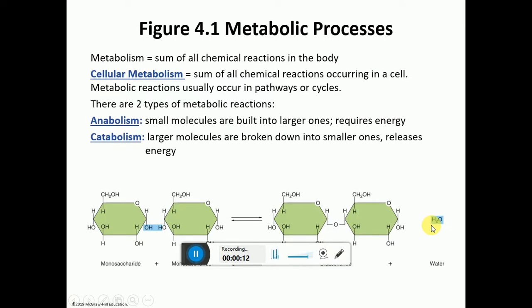So first off, we'll be talking about metabolic processes. Metabolism is, if you think of all of the chemical reactions that happen in the body, if you add them all up, that is what metabolism is. So your cellular metabolism are the chemical reactions that happen inside of each individual cell. Collectively, together, they're known as metabolism. There are two different kinds.